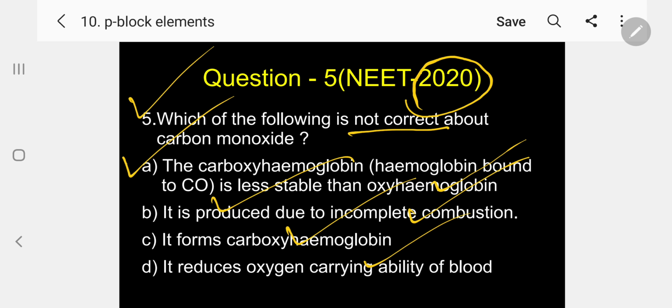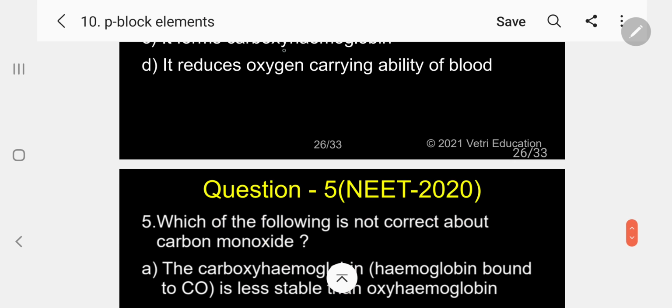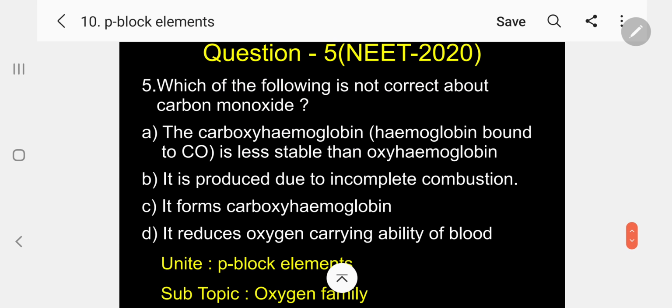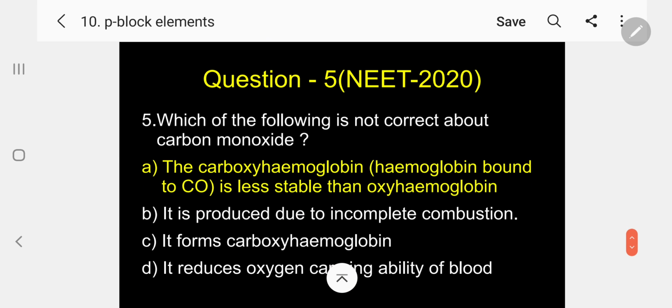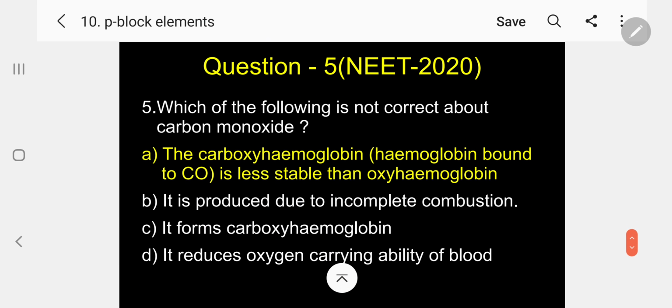Let me explain under what topic this question is asked. This question is asked under the p block elements, specifically the oxygen family, or you can even take the carbon family, because carbon is there and oxygen is there. I can give priority to oxygen because of the activity of oxygen, so I am taking the oxygen family into consideration. The correct answer is A.